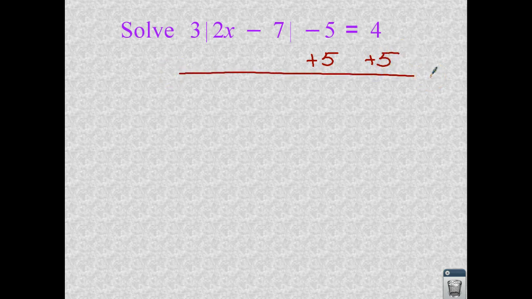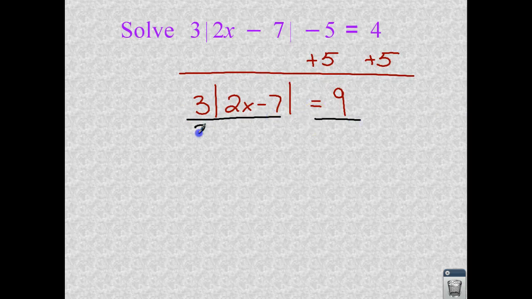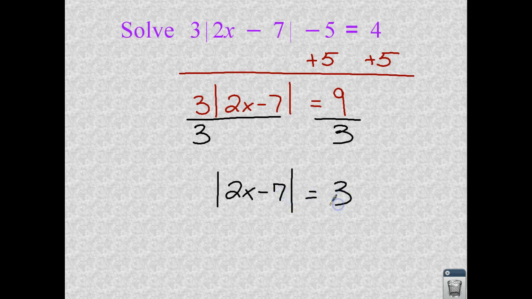And let's copy down all the stuff that we haven't used yet. And that's going to be equal to 4 plus 5 is 9. All right, working our way to the inside, we still have this 3 touching a grouping symbol, so that means multiplying. The inverse operation of multiplying is dividing. So let's get rid of that 3. So we have the absolute value of 2x minus 7 equaling 3.